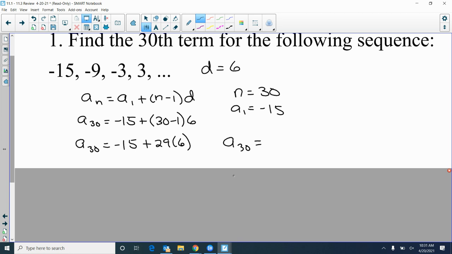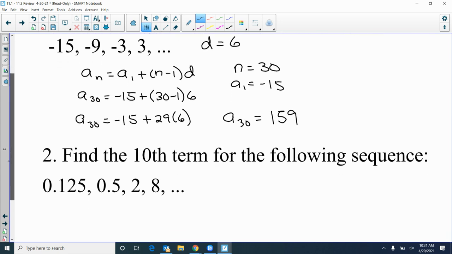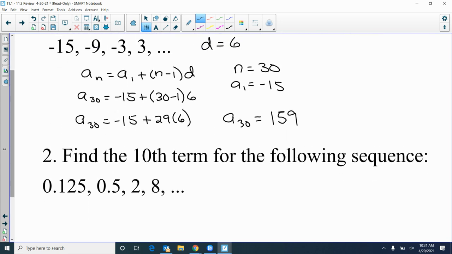However you want to do that. Preston, you got an answer? 159. It says 159. Yep. So that's going to be the 30th term there, 159. Okay, wait, what's 29 times 6? I don't know, which I gave you a calculator.